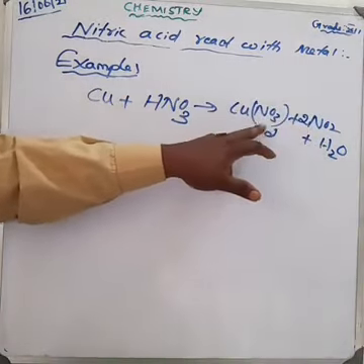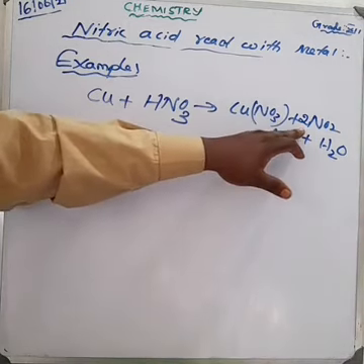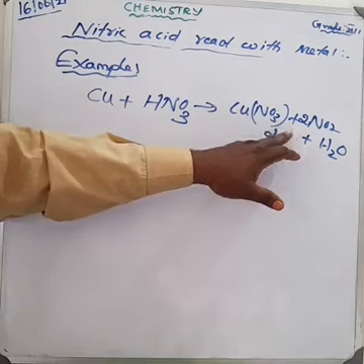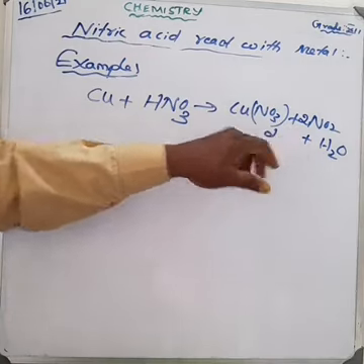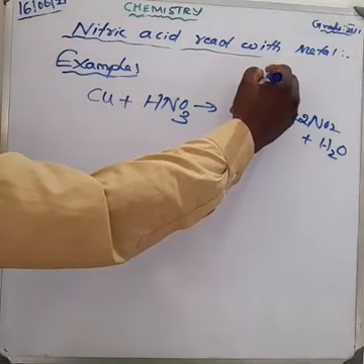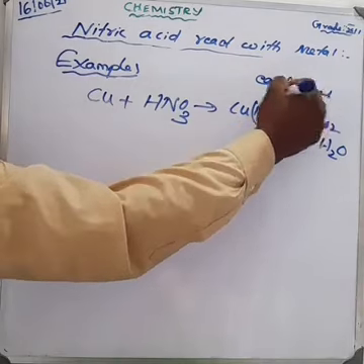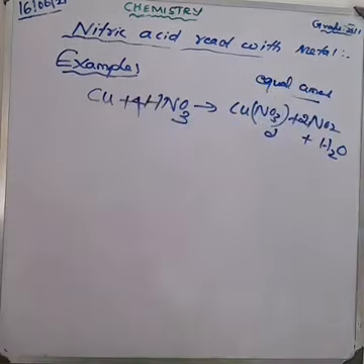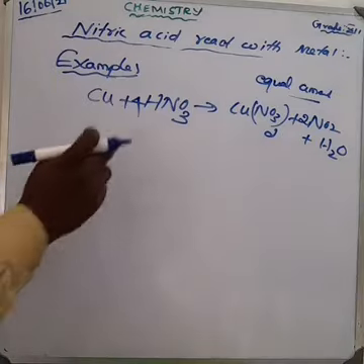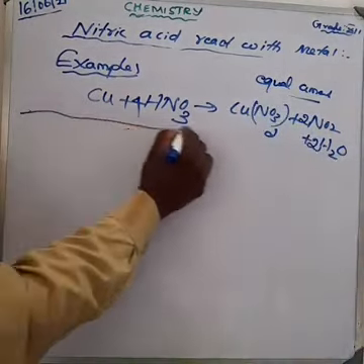Don't forget that. Here on the product side, how much nitrate is there? 2, am I right? NO3 twice, am I right, yes or no? So the same amount we are adding, 2, means in total how much nitrogen is there? 2 plus 2, 4. So make it 4 on the reactant side. Am I right? So how much hydrogen is there? 4 hydrogen. So make it 2 here. Now the equation is balanced.